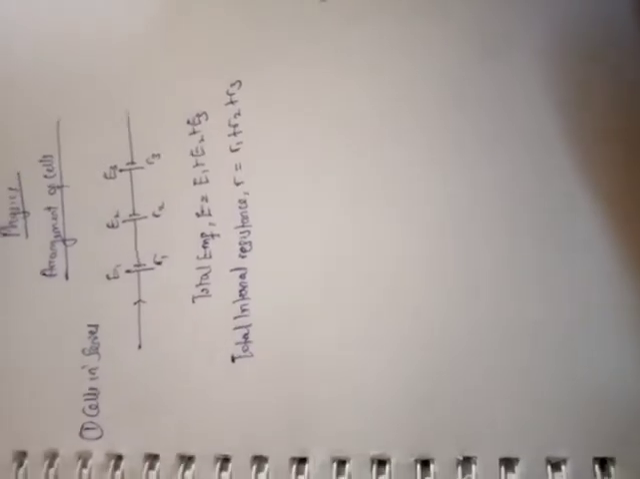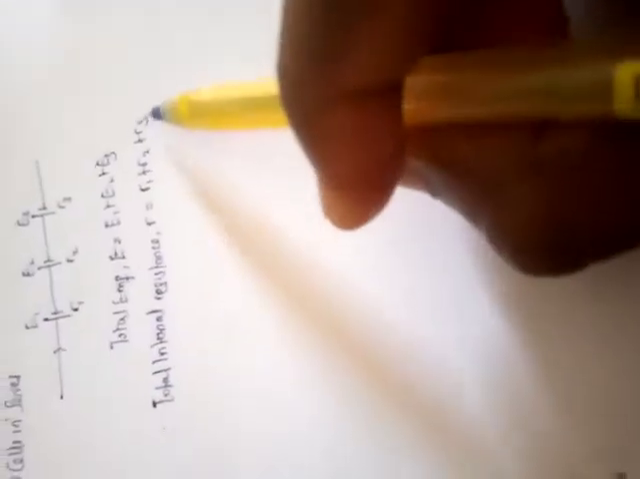This is the first method, under cells in series, where the EMFs are not equal and the internal resistances are not equal either. So the second way we can arrange cells is cells in parallel.